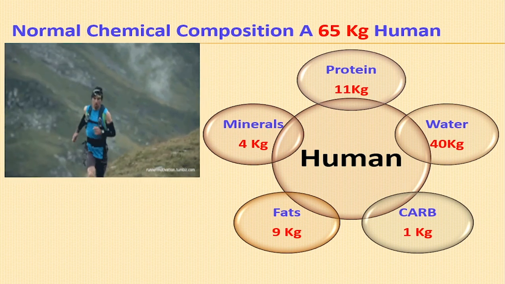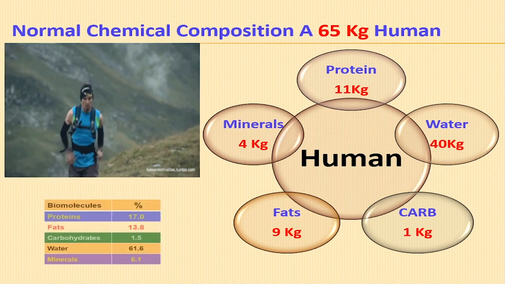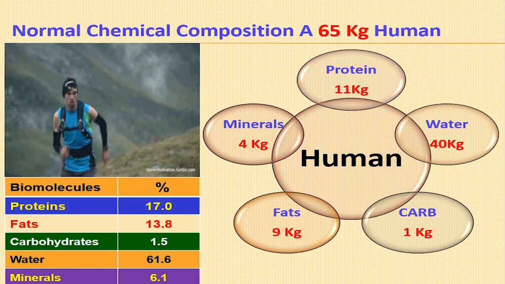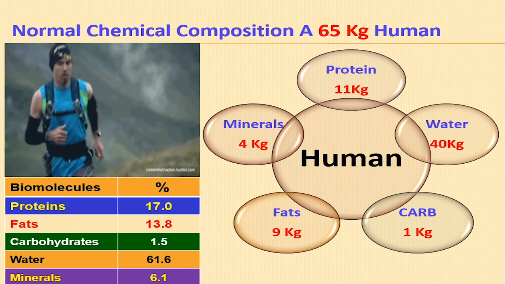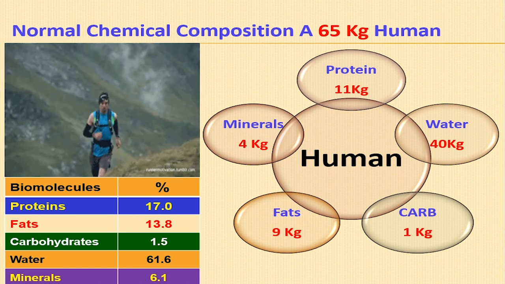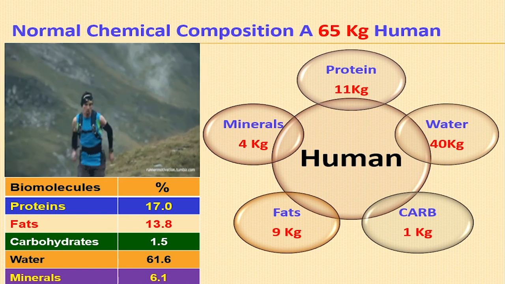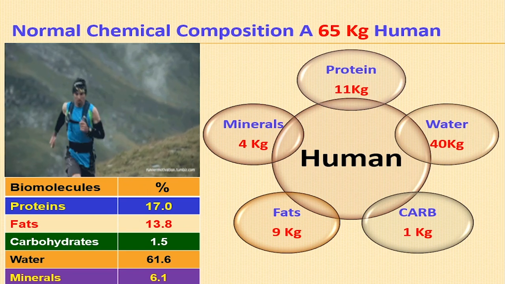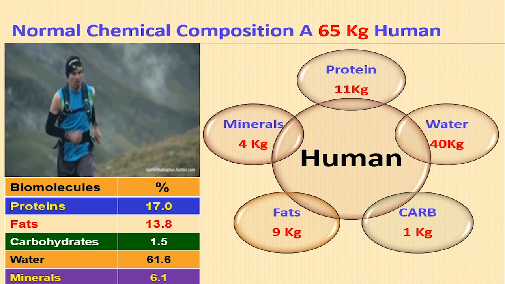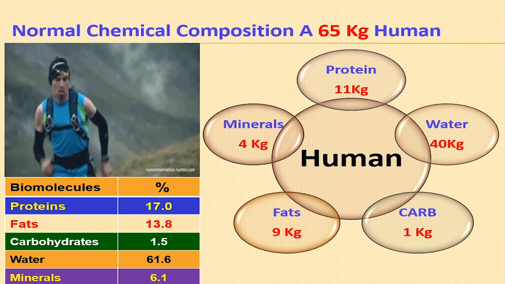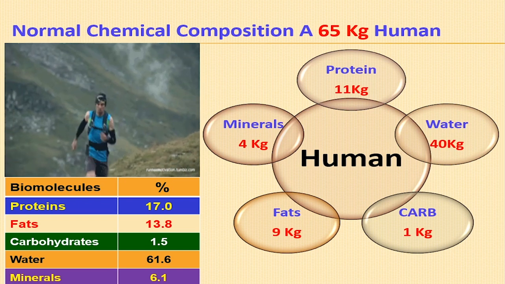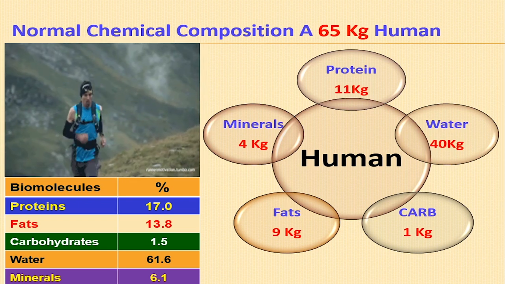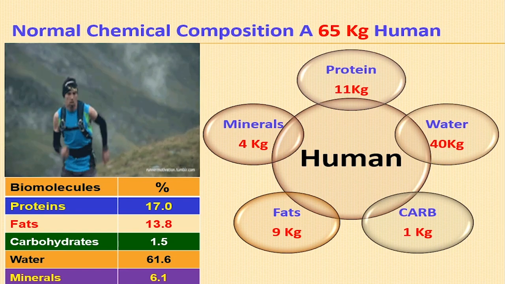But if we find these protein, water, carbohydrate, fats, minerals in percentages, you'll find that the proteins, which are all these biomolecules, because produced by the living cells, proteins are 17%. That is in a 65 kg healthy human being. Keep in mind, students, this is something very important relating to MCQs. Fats 13.8%, carbohydrates 1.5%, water 61.6%, and minerals are 6.1%. So this is the percentage of different biomolecules in a 65 kg human being.